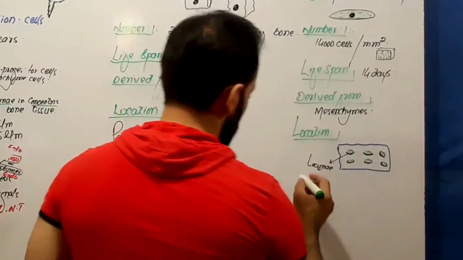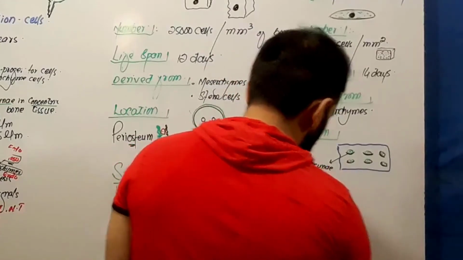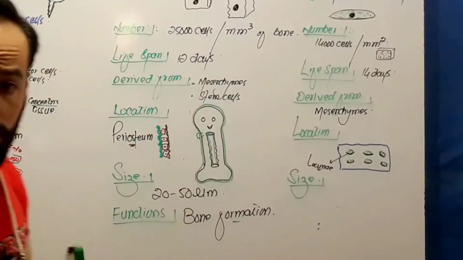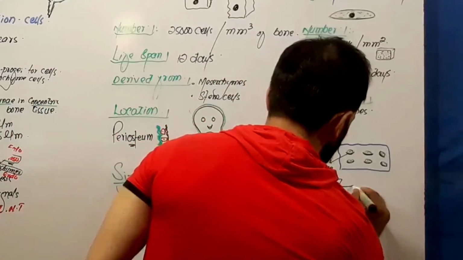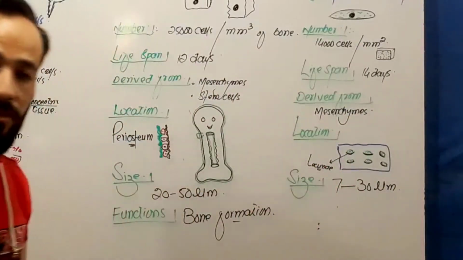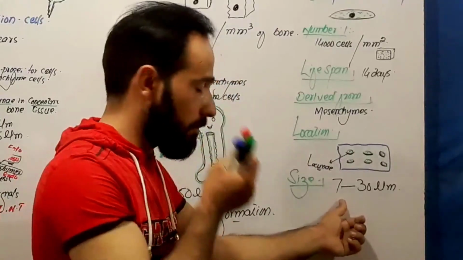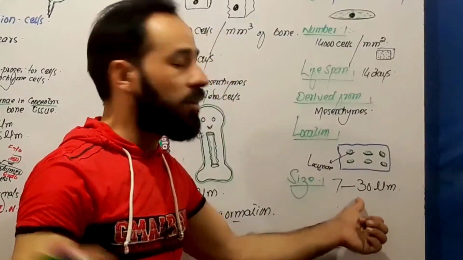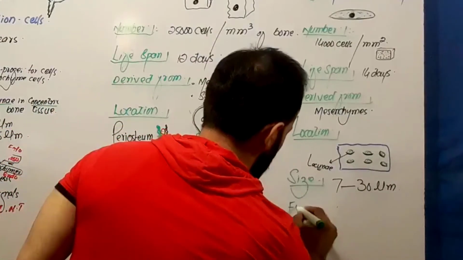Then the second last thing, what is their size? What is the size of these chondrocytes? So their size is about 7 to 30 micrometers, right. Some chondrocytes will be 7, some will be 10, some will be 15, some will be 25, some will be 30 micrometers in size.